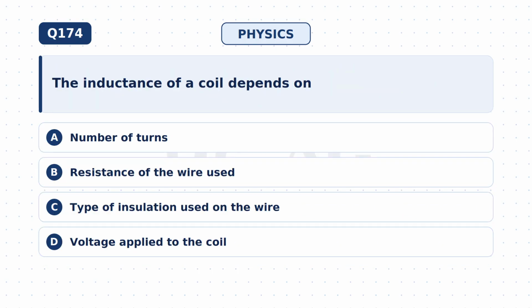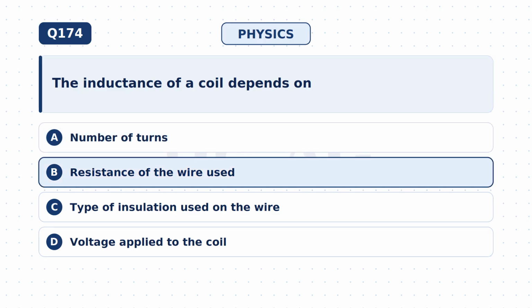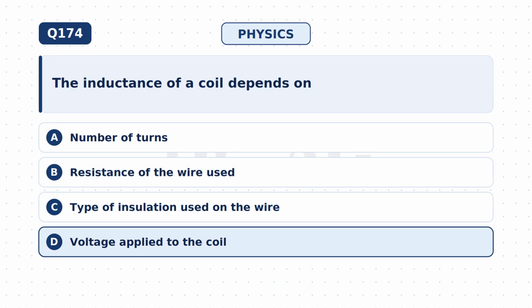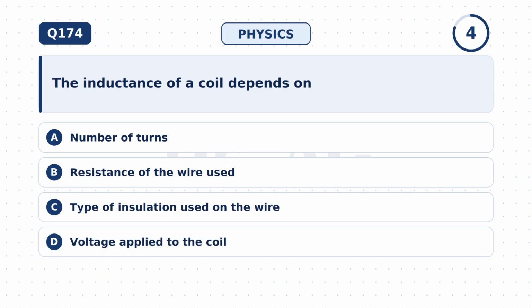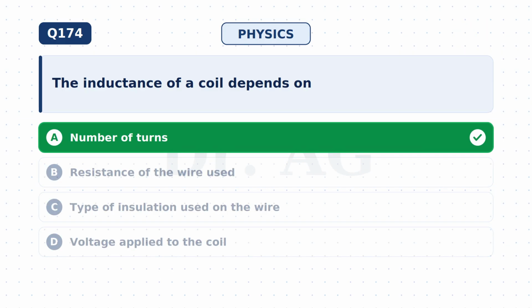Question 174. The inductance of a coil depends on Option A, number of turns. Option B, resistance of the wire used. Option C, type of insulation used on the wire. Option D, voltage applied to the coil. The correct answer is A, number of turns.